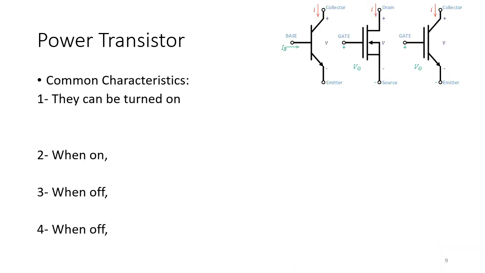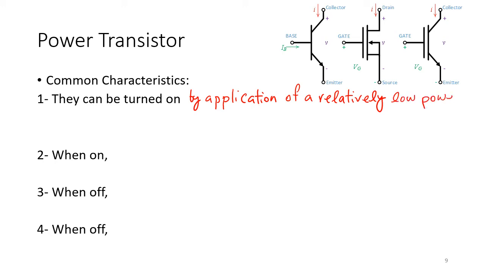Okay. So what are the common characteristics of these three? What I said, we have these third ports to control them, which is a base or gate. And it can be at much lower power rating, which is a big advantage here. So they can be turned on by application of a relatively low power command signal.